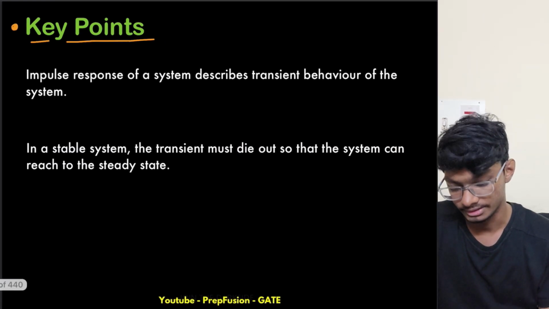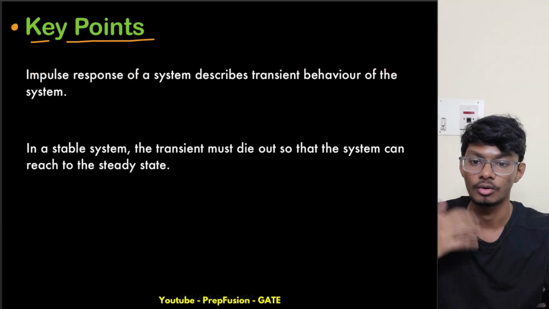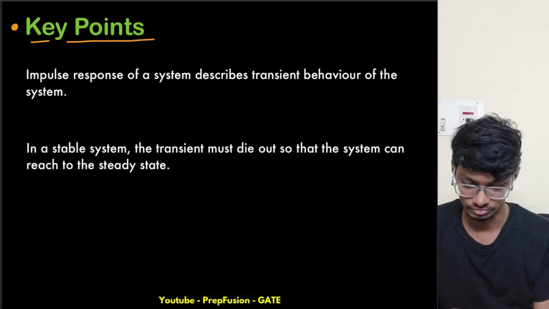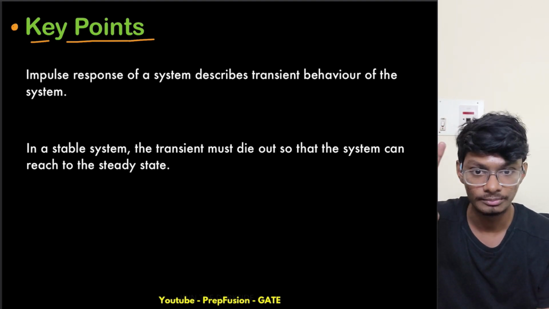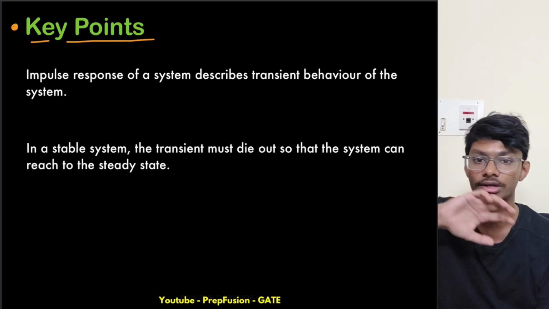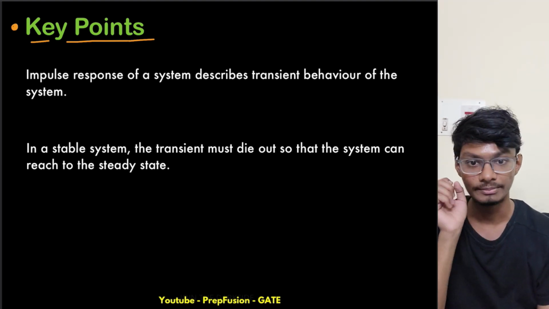Now another thing is impulse response describes the transient behavior of the system. We did a few impulse responses, and I will do a few impulse responses here also. What we saw, whatever we got in the impulse response, let's say for example, for a second order underdamped system, I plotted the impulse response, right?